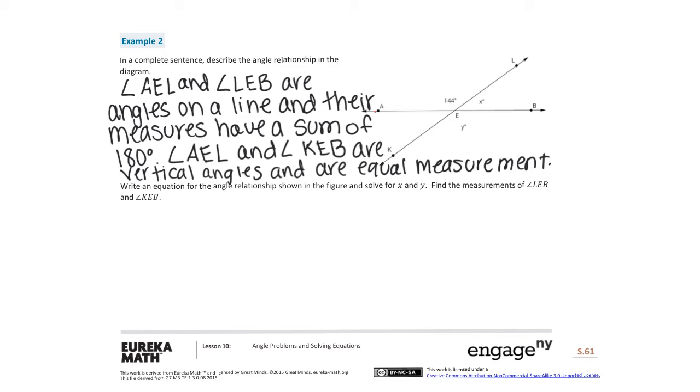Again, here are angles A, E, and L, and then here is angle L, E, and B. Both of these angles together equal a sum of 180. Now, A, E, and L and K, E, and B are vertical angles and are equal measurements.